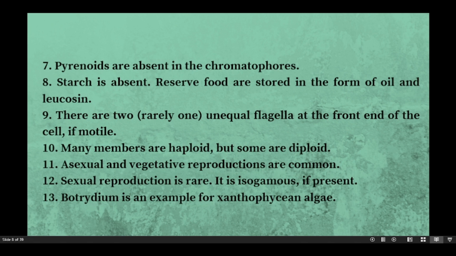There are two unequal flagella at the front end of the cell. It is motile. Many members are haploid, but some are diploid. Asexual, vegetative reproductions are common. Sexual reproduction is very rare. If it is present, it may be isogamous.